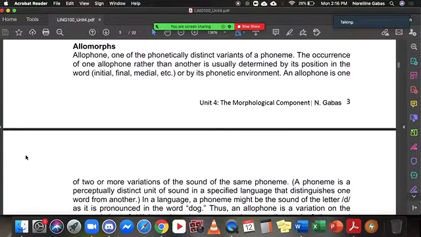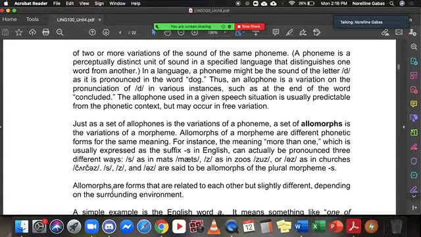Okay, next, allomorph. Kung naalala nyo yung allophones, nauna natin allophones is one of the phonetically distinct variants of phonemes. Ngayon, the occurrence of one allophone rather than another is usually determined by its position in the word. So, initial ba siya, final o mid? Or by its phonetic environment. An allophone is one or more variations of the sound of the same phoneme. Alam na natin to, just a review.